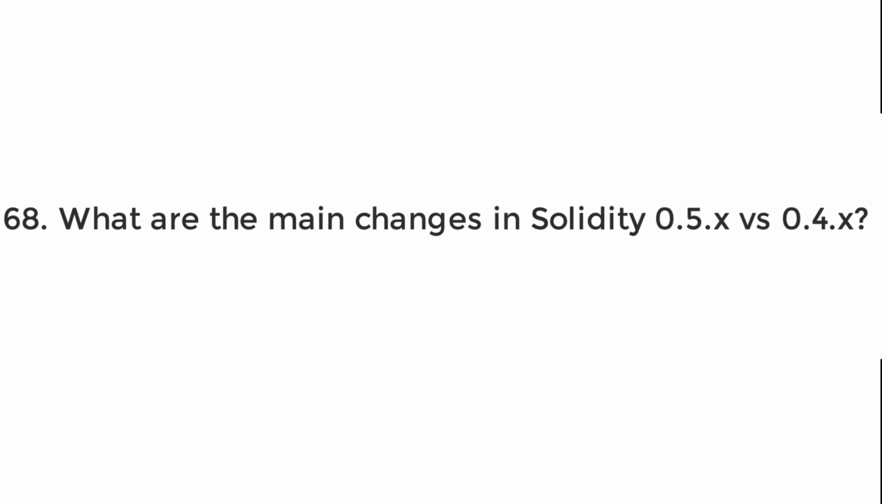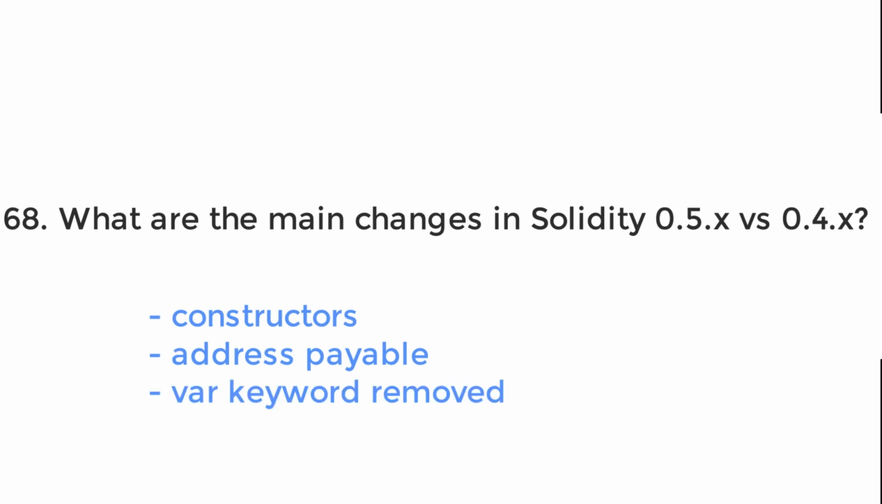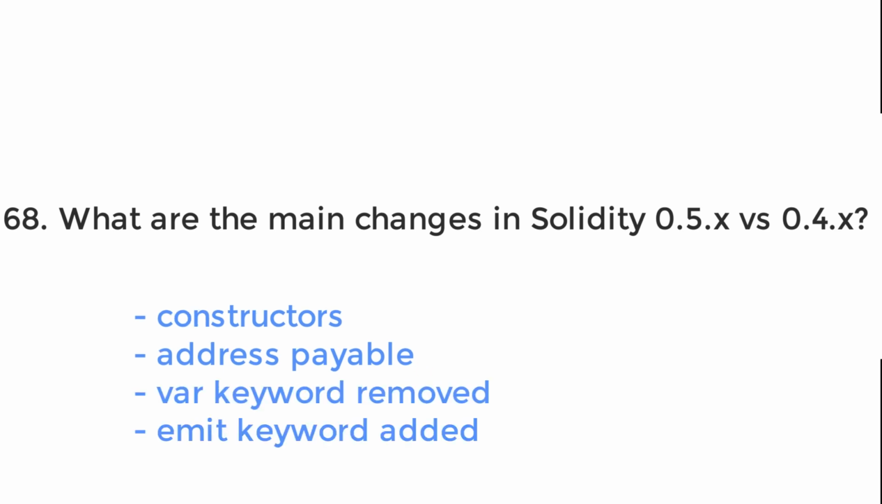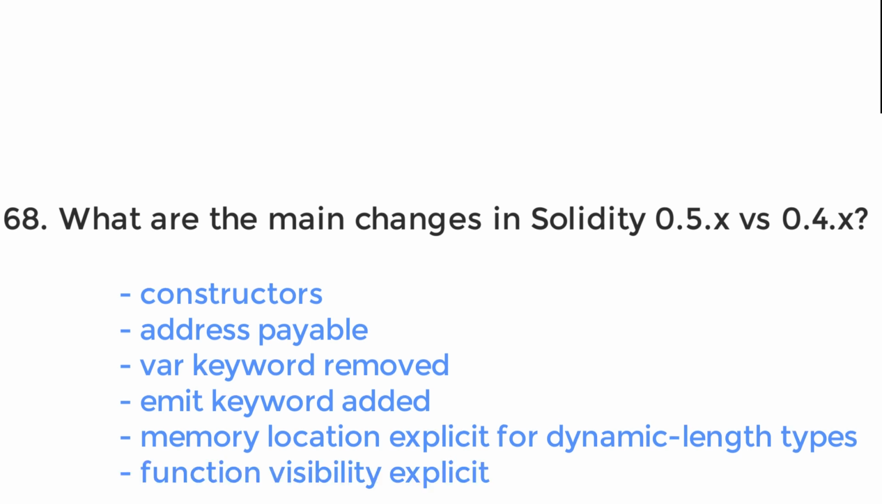What are the main changes in Solidity 0.5 compared to Solidity 0.4? The constructors are now declared with the constructor keyword. Before, you needed to create a function with the same name as the smart contract. The address type has been split into two subtypes, address and address payable. Only the second type of address can receive Ether. The var keyword has been removed. Events need to be emitted with the emit keyword. For dynamic length types like mapping and arrays, the memory location needs to be explicit. The function visibility also needs to be explicit.